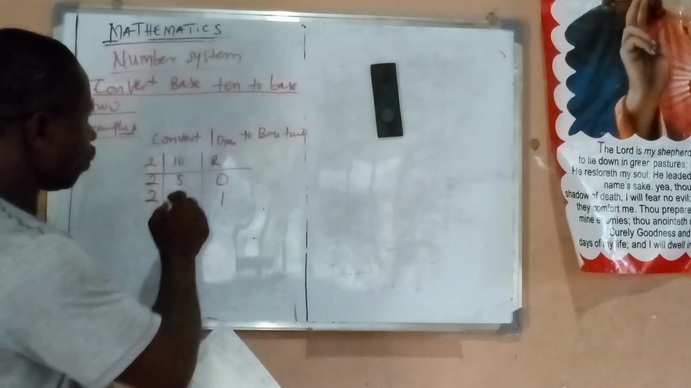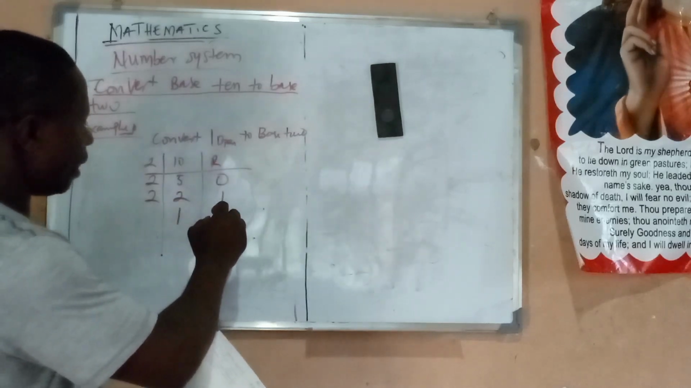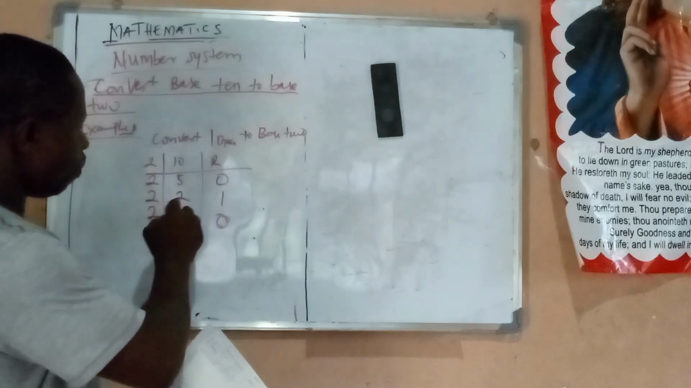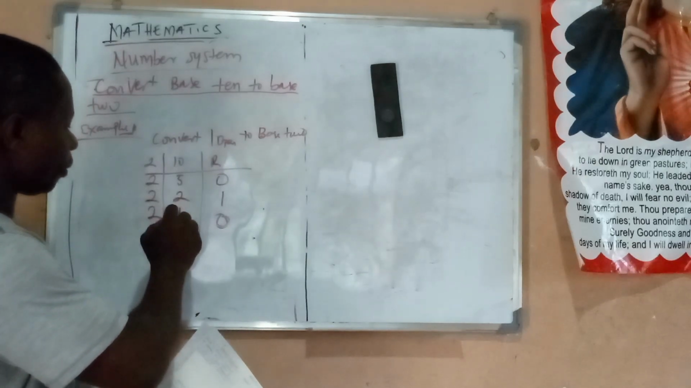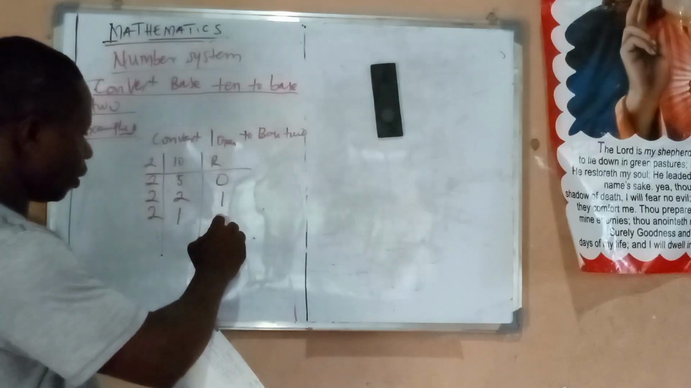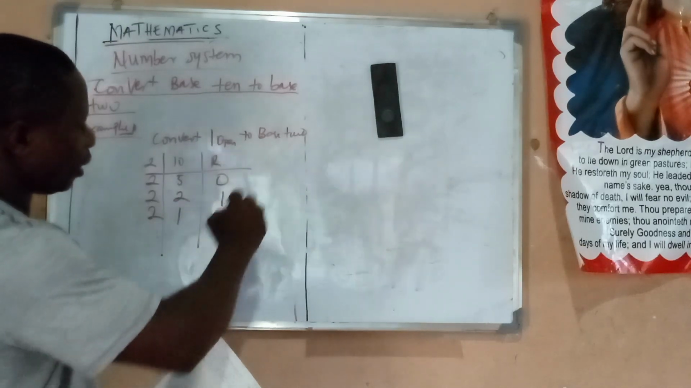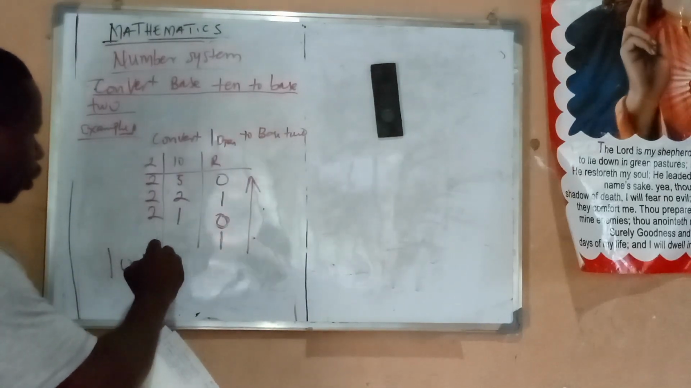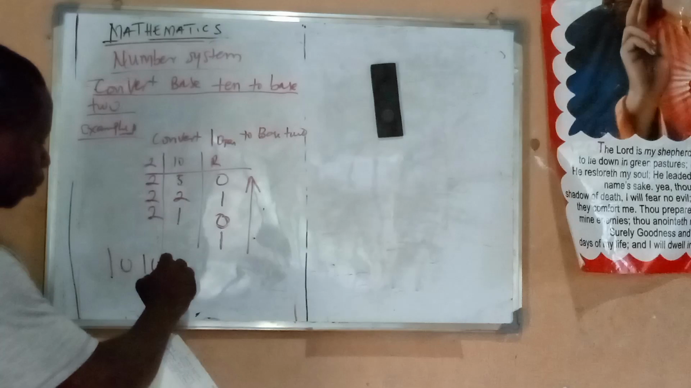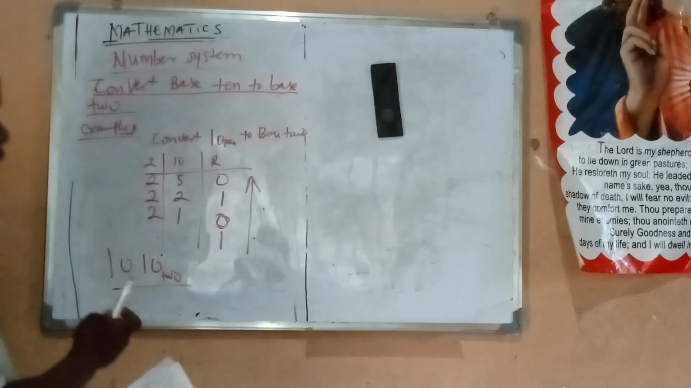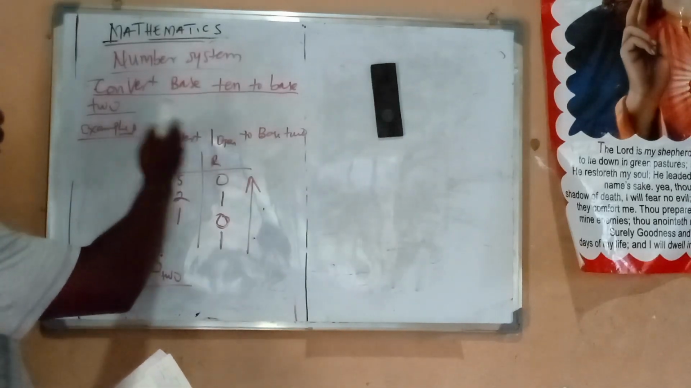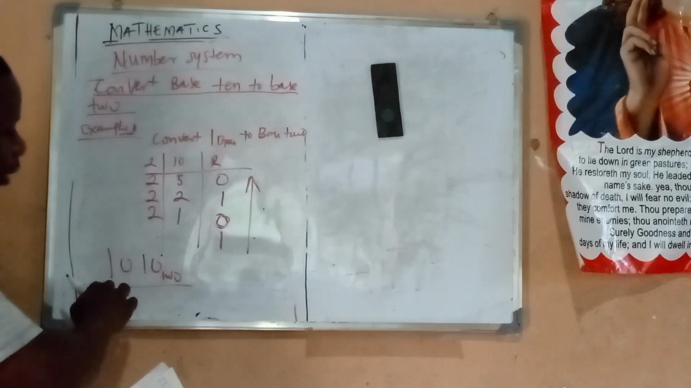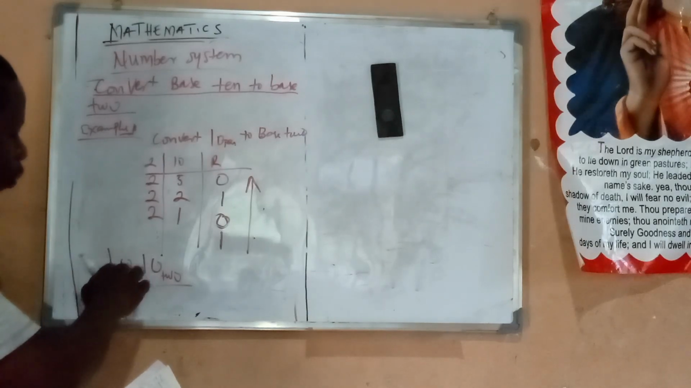Now, how many 2 go into 2? We have 1, remainder 0. Now how many 2 go into 1? Remainder 1. We have to bring this down here, so we copy it from down. We have here 1 0 1 0. That is in base 2. So this is how to express 10, which is in base 10, to base 2, which is 1 0 1 0.